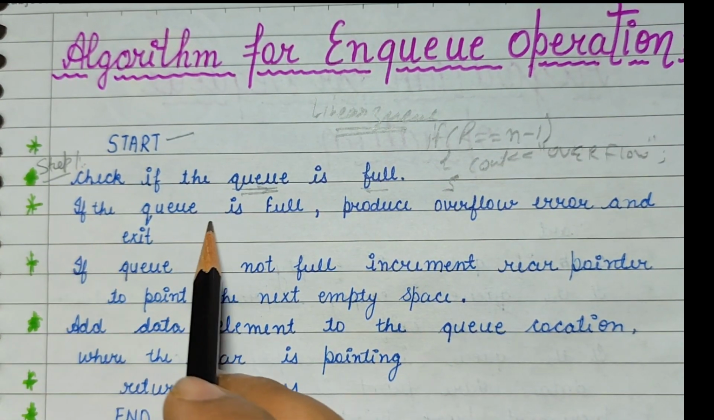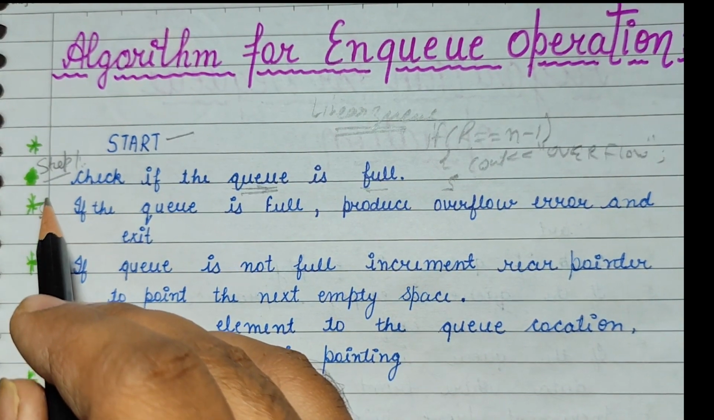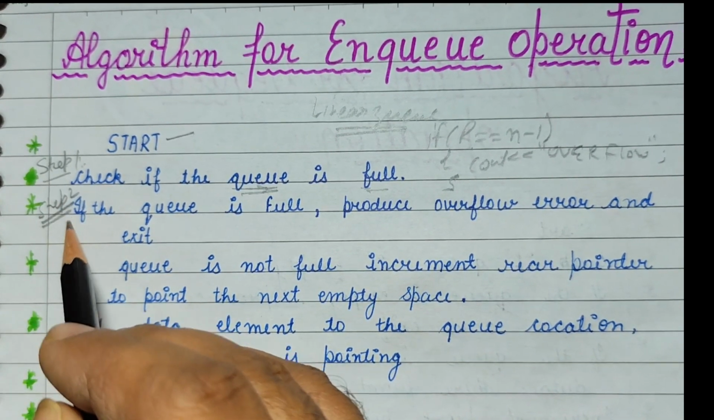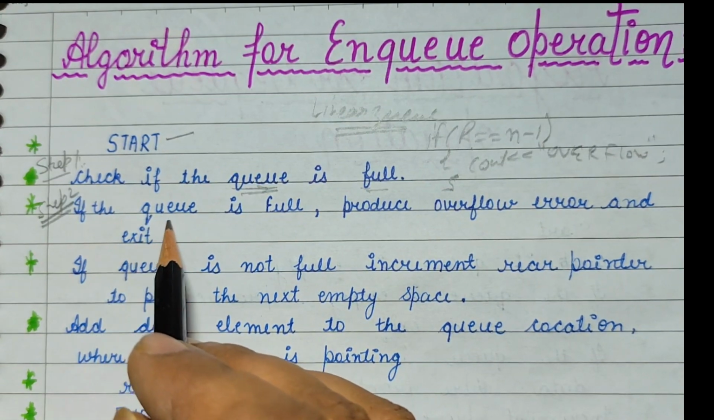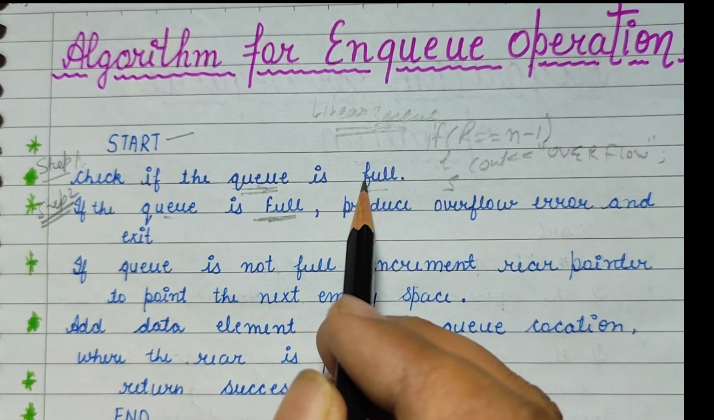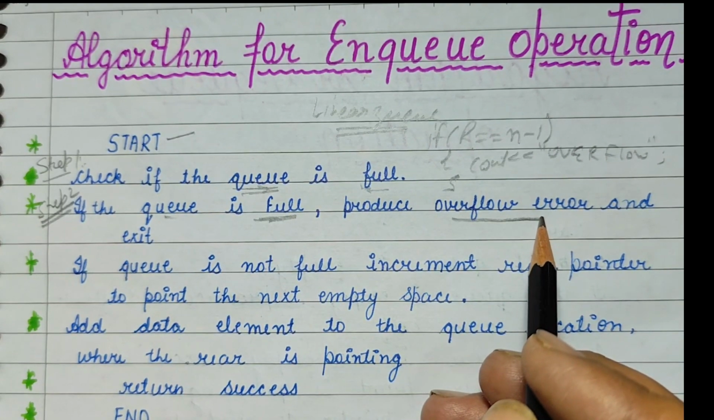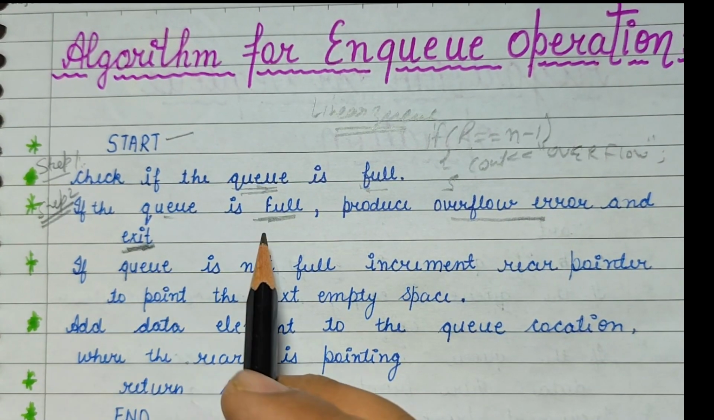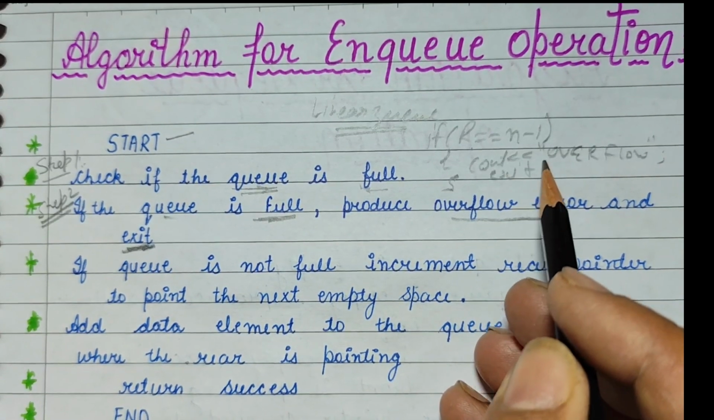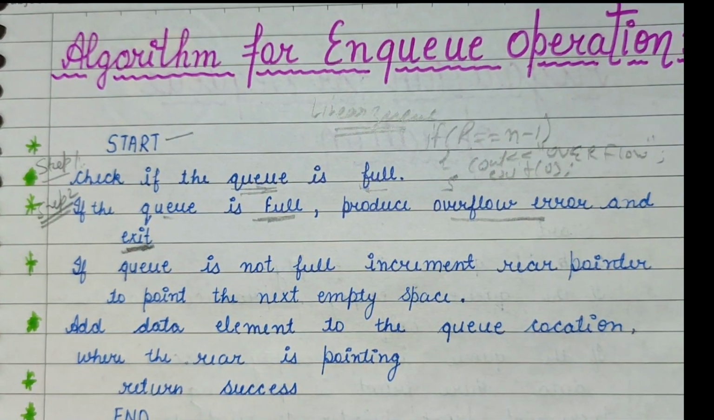So in step 2, we check if the queue is full. If this condition value is true, then produce or print overflow error and exit. In that case, the exit function is called.